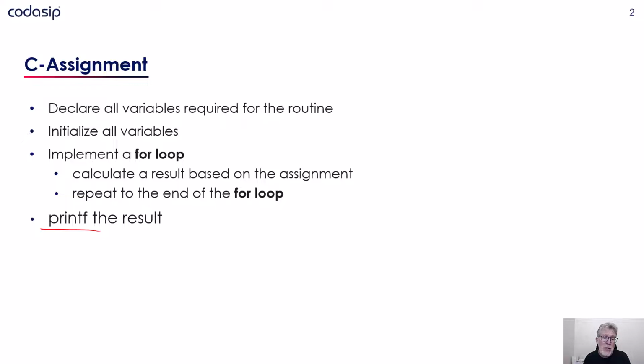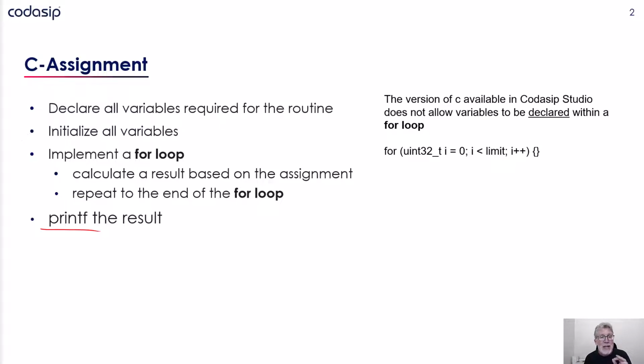Now, before we go into Codasip Studio, I'd like to point out a couple things. The type of C language that is supported in Codasip C or Codasip Studio does not support declaring a variable within a for loop. So you won't be able to, for example, declare uint32_t in your for loop for the i element. You're going to have to actually declare your variable outside the for loop, and then you can initialize it within the for loop.